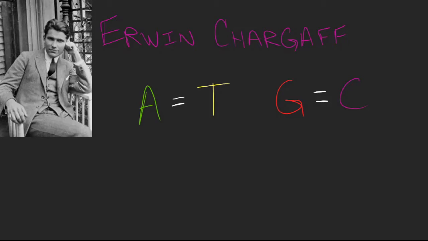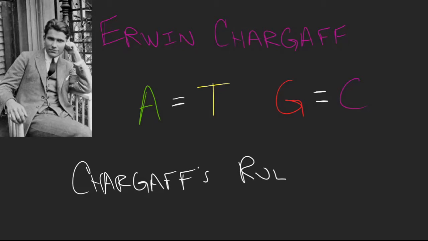And so this became known as Chargaff's rule, that the adenine in a sample of DNA would always be equal to the amount of thymine, and the amount of guanine would always just about be equal to the amount of cytosine. Chargaff's rule. Now, he had no idea why, and nobody else did for many more years. But Chargaff's rule was very important in understanding the structure later on.